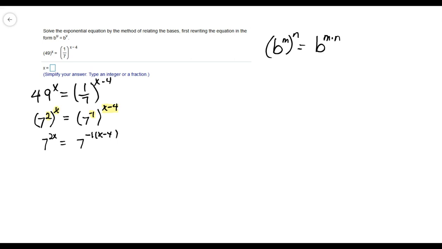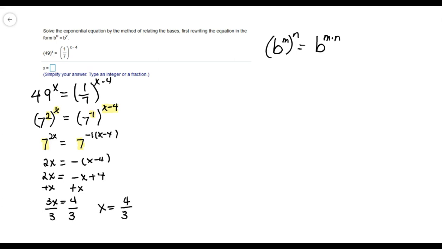So now I've written both sides of the equation with the same base, so I'm able to use that property called relating the bases to say that this exponent on the left is equal to the exponent on the right. So this gives me a new equation to solve. I'll distribute that negative to get negative x plus 4. Add x on both sides. That gives me 3x equals 4. And divide both sides by 3, and x equals 4/3.